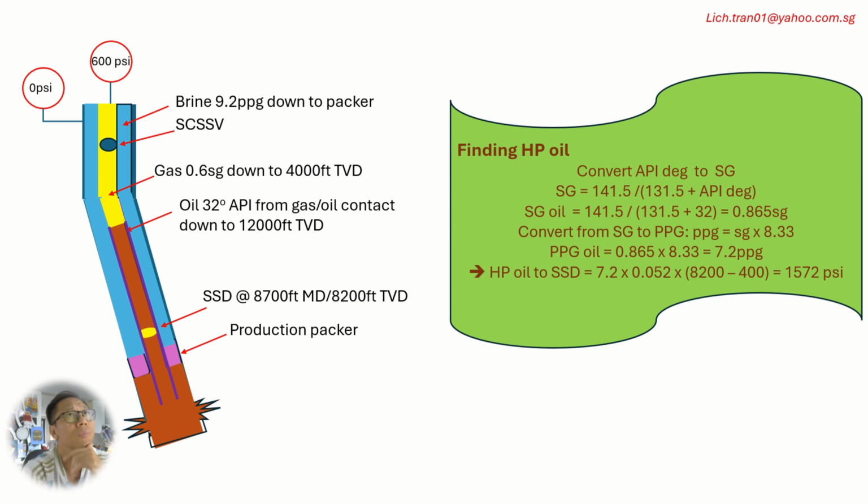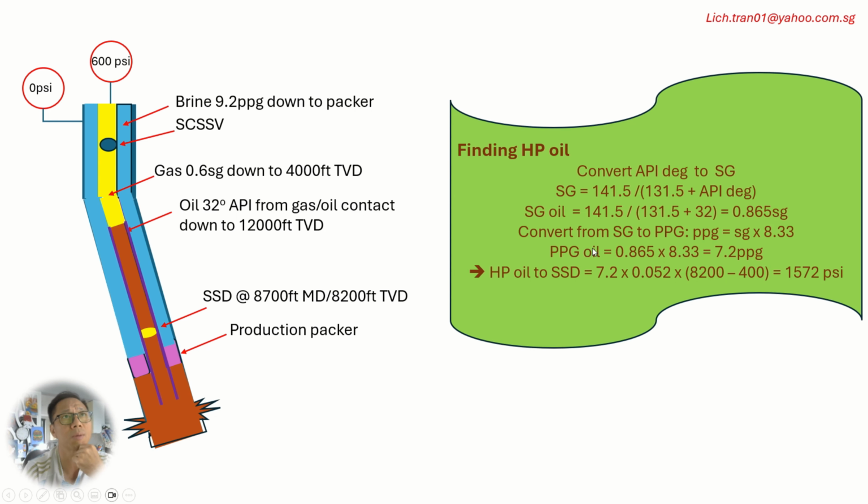Next step, you find the hydrostatic pressure of the oil between the gas oil contact depth down to the SSD. Now they give you the density of the oil, 32 degree API. So this is another little mess. You got to convert from API degree to ppg. It takes 2 steps to do that. The first step, convert from API to SG using this formula: SG equals 141.5 divided by the sum of 131.5 plus API degree. Just plug in the numbers and you get 0.865 SG.